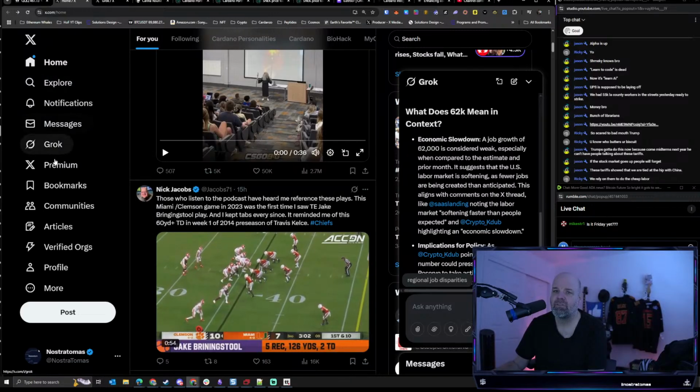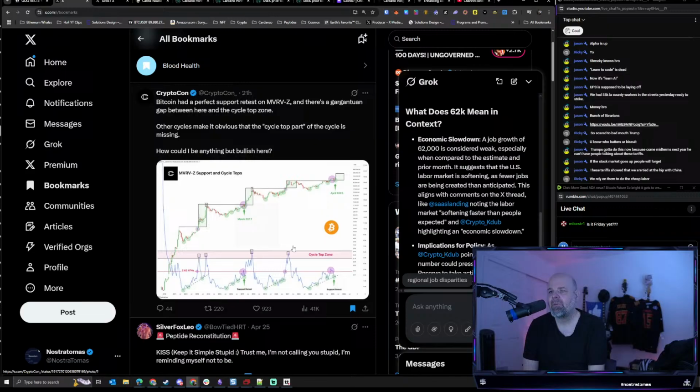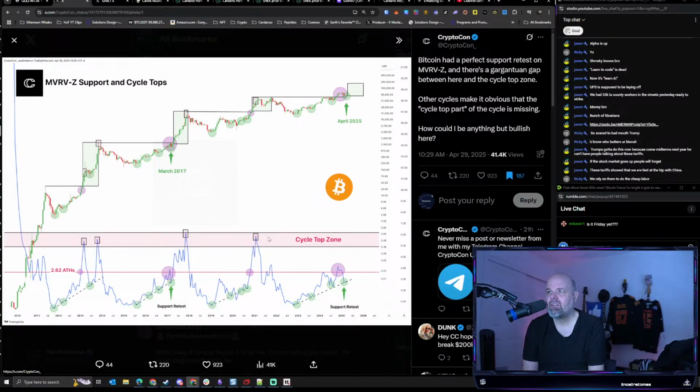Oh, I did have some Bitcoin thing I wanted to look at. Bitcoin had a perfect support retest on the MVRV. That's the market value, realized value. And there's a gargantuan gap between here and the cycle top zone. Other cycles make it obvious that the cycle top part of the cycle is missing. How could I be anything but bullish here? Yeah, so the MVRV is like when it's below 1 or whatever, it's a great time to buy. I forget all of it.